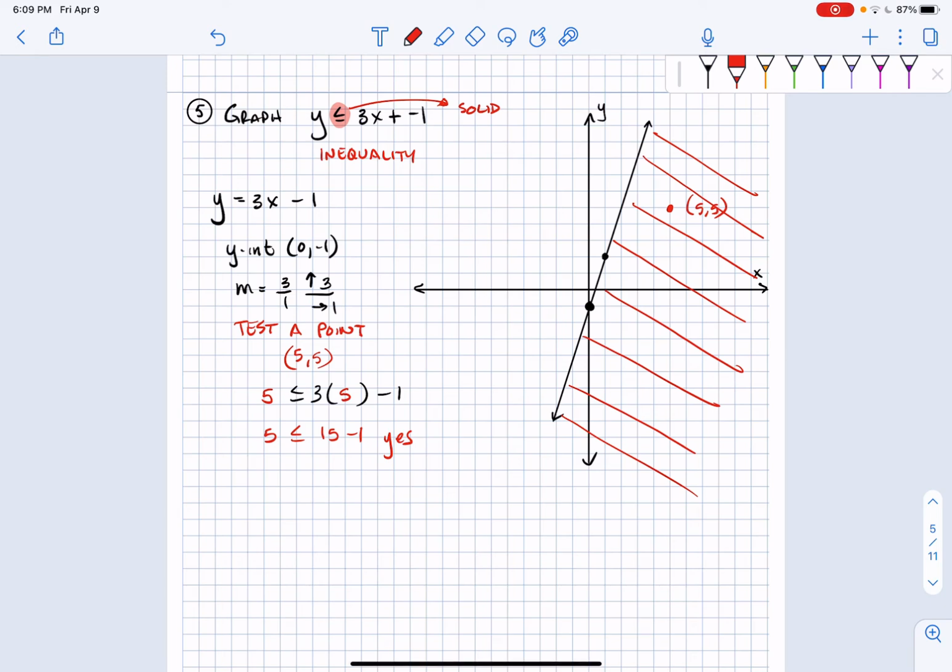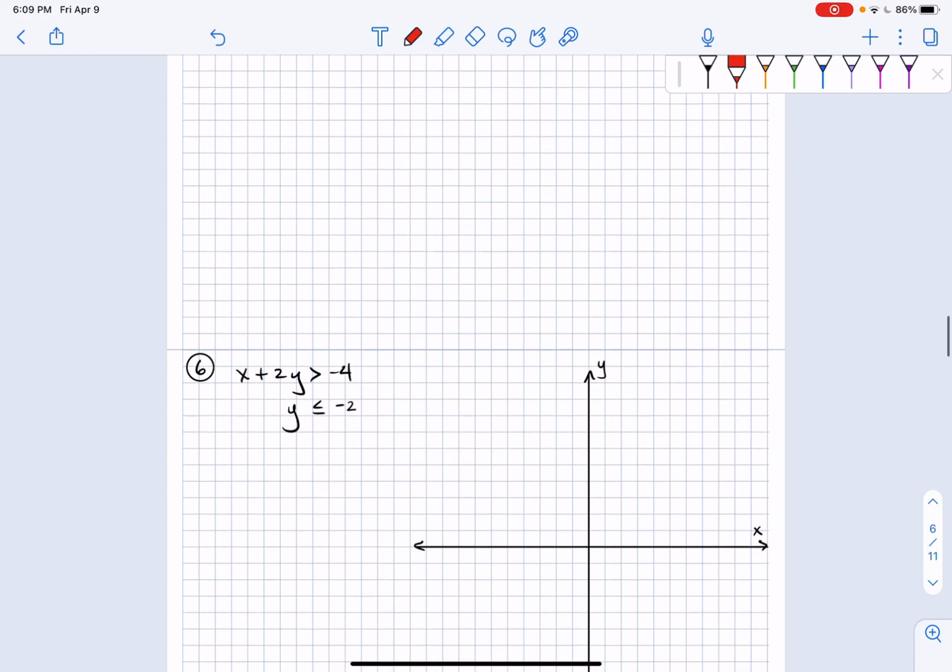Which means if I was to test a point on this side, this would give me a no. If I did this point, no. This point, no. This point, no. But if I picked anything on this side, it'd be yes. Okay? So that is the case. And this, ladies and gentlemen, is going to be choice B. There we go. All right, on to number 6.